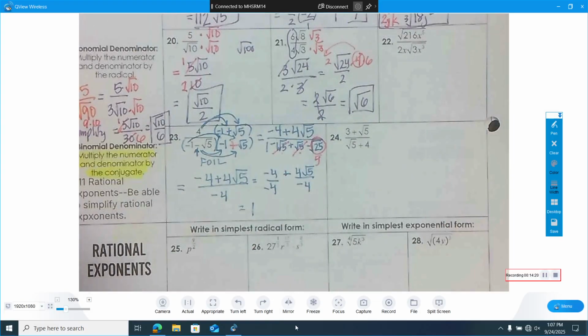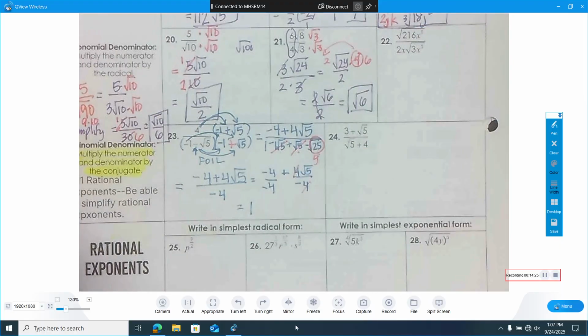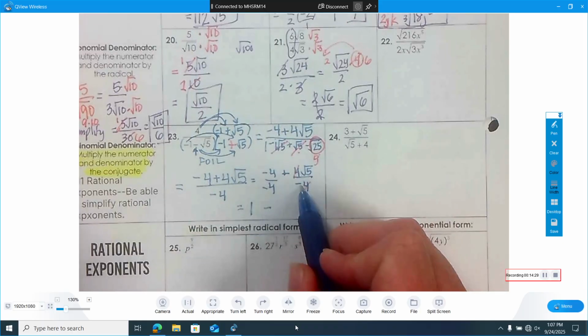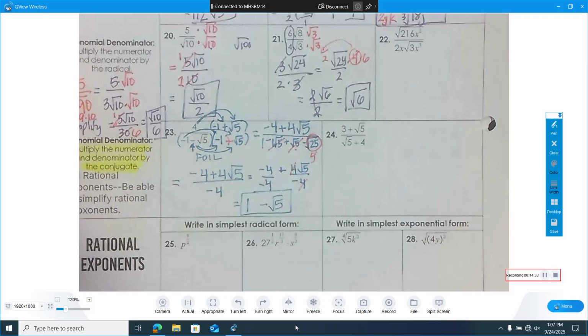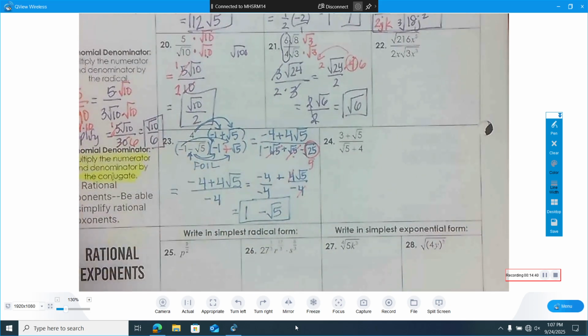And so -4 divided by -4 is 1. And then here, my 4s are going to reduce, and what are we left with? Negative, yeah. It will be positive divided by negative is negative radical 5. And so that is what that simplifies to. Coincidentally, it is not always going to sort of just be the reverse of that. That is just a coincidence.